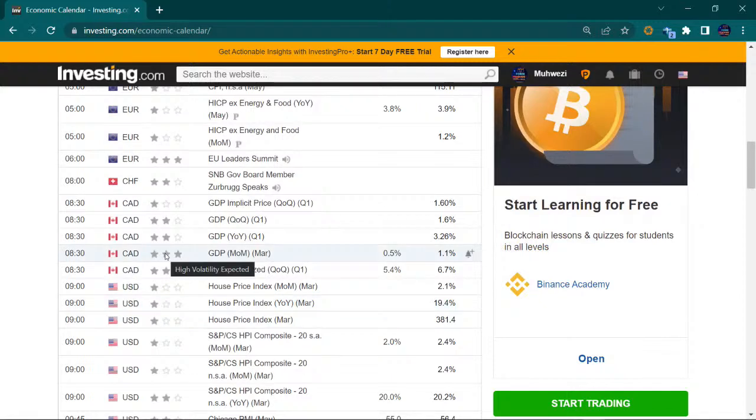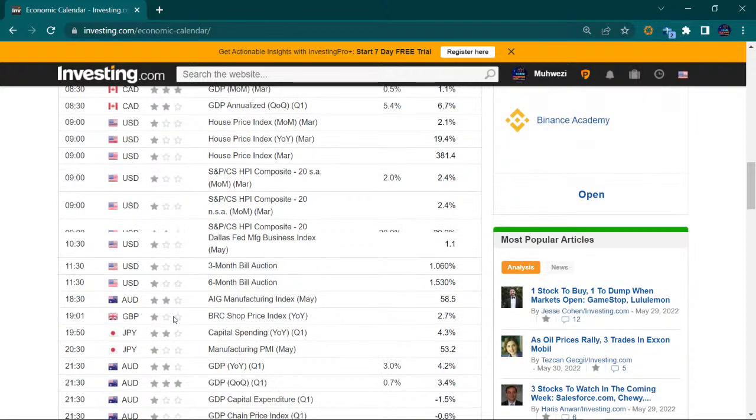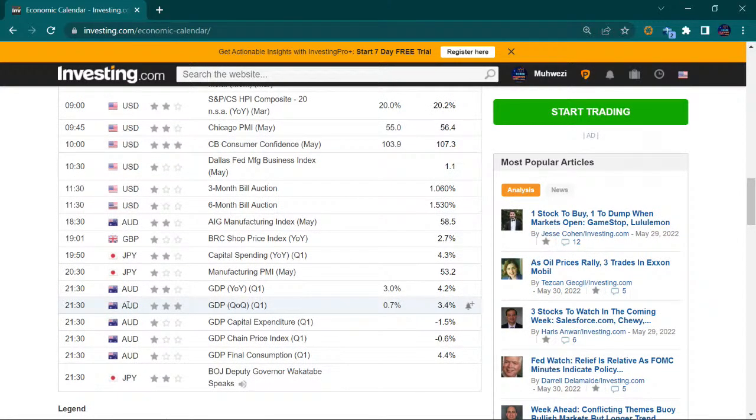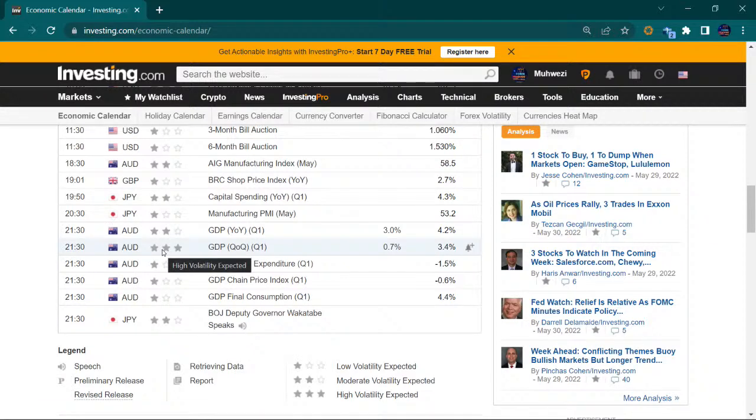So all these Canadian pairs, okay, the CAD JPY, CAD CHF, CAD this and that, we'll be looking at the manipulation first, the accumulation, then the distribution. The dollar, we have high volatility expected at 10 o'clock in the morning, the New York time. Then on the Aussie or the Australian dollar, we have high volatility expected at 2100 hours, or at 3 p.m. New York time. That would be very late. Ugandan time is around 4 to 5 a.m. Ugandan time.